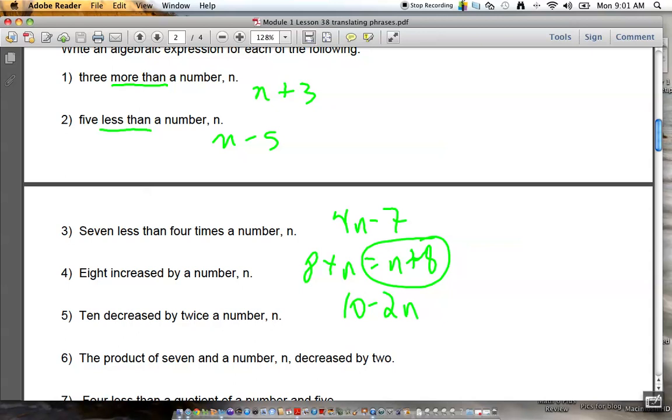The product of 7 and a number n decreased by 2. Were you with me on that? Yeah. Right? Product means multiply. 7n minus 2.